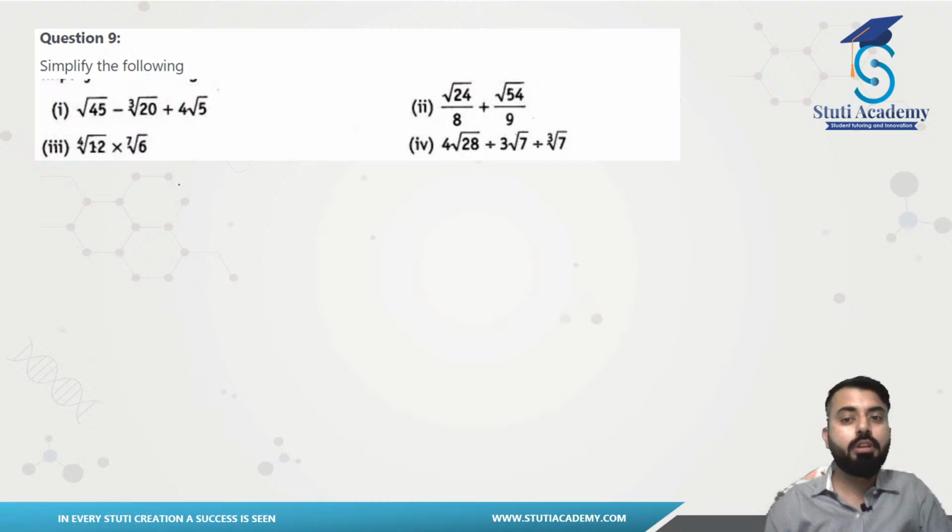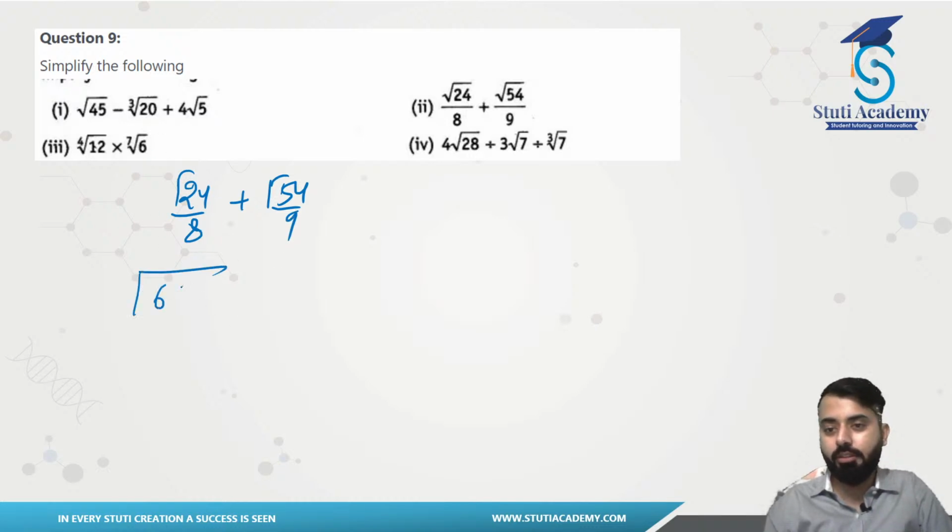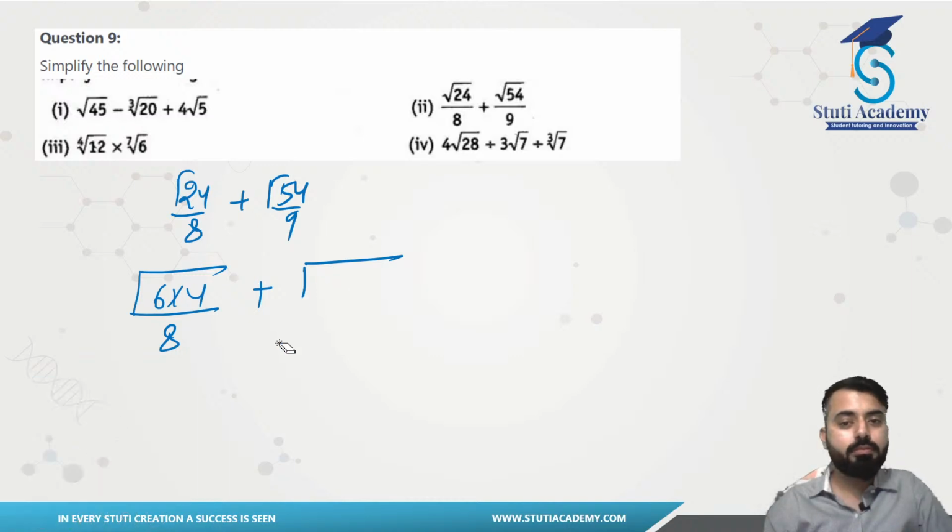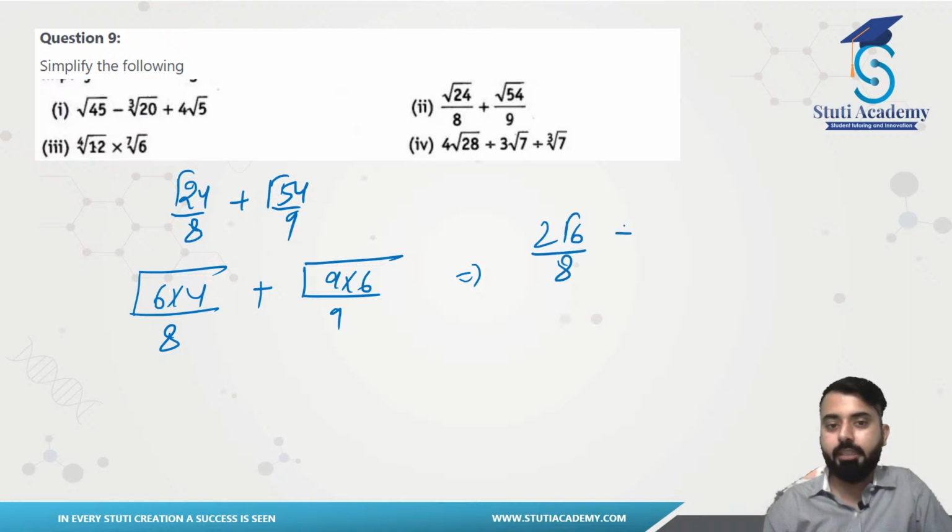We have this one. Square root 24 by 8 plus square root 54 by 9. So you guys see square root 24. Can this be written like this? 6 into 4 by 8. And square root 54. Can this be written like this? 9 into 6, right? Divided by 9. So you guys see square, this is square. This will be what? 2 square root 6 by 8.